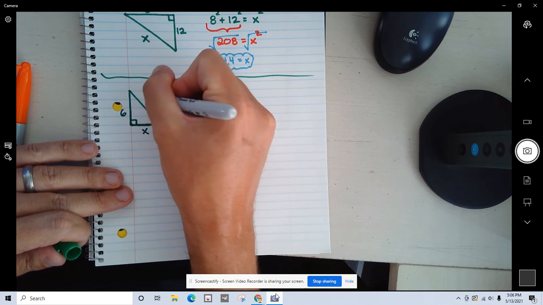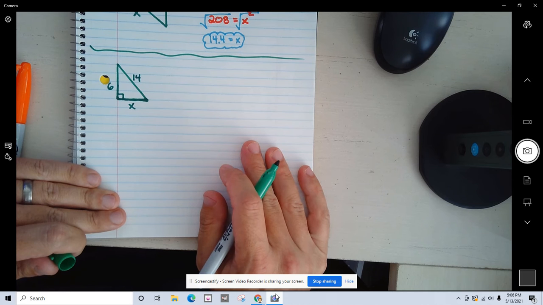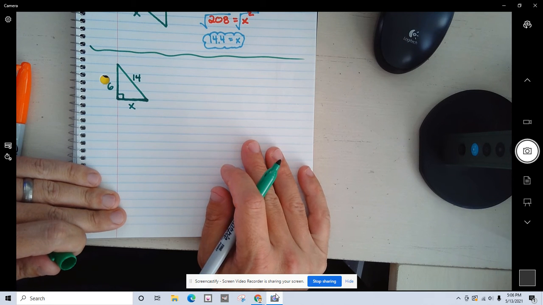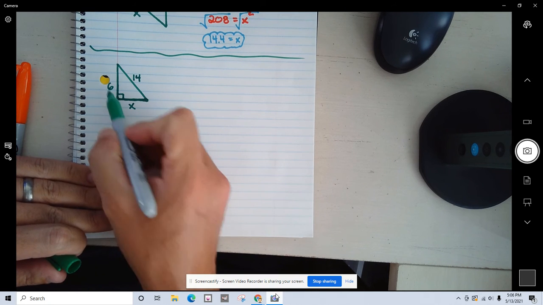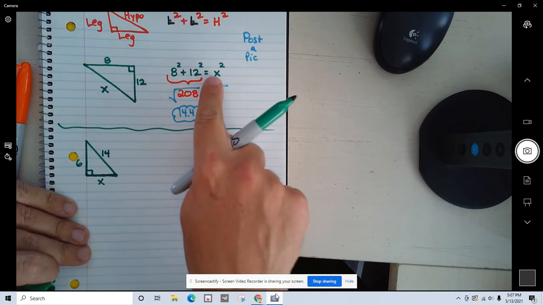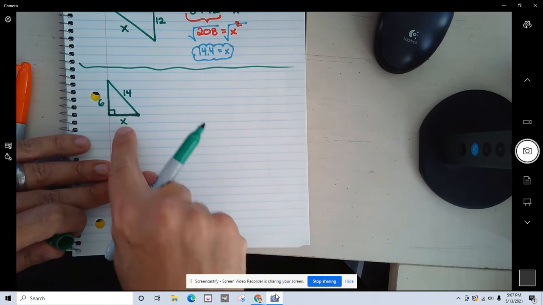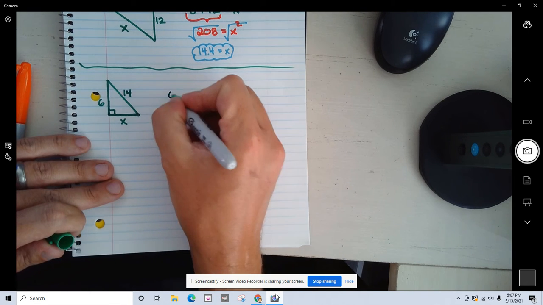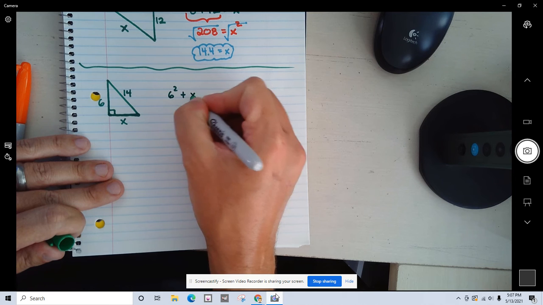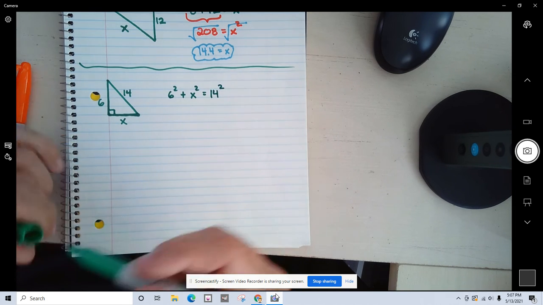All right, now look what I have. I know where my legs are. My legs are where the L is, so I have a 6 as a leg and an x as a leg. So up here, my missing length was the hypo. But now here, my missing length is going to be a leg. So we're going to go ahead and go 6 squared plus x squared equals 14 squared.